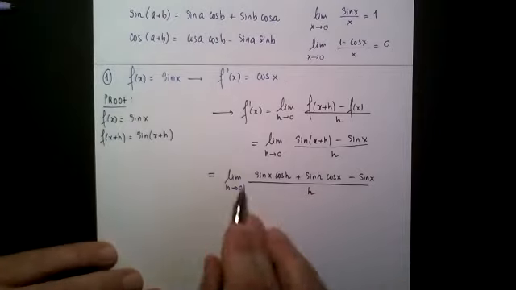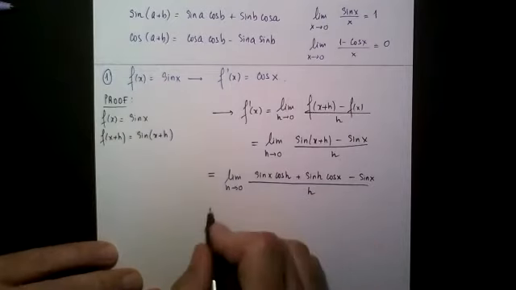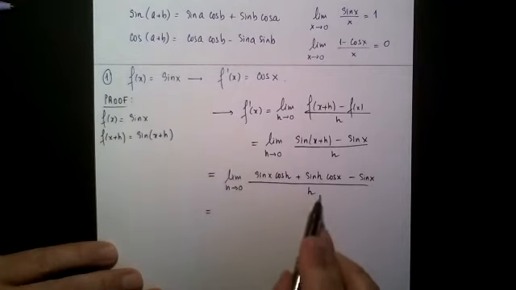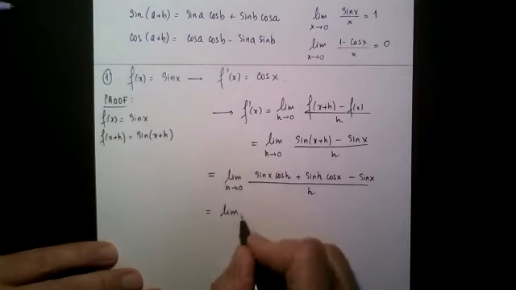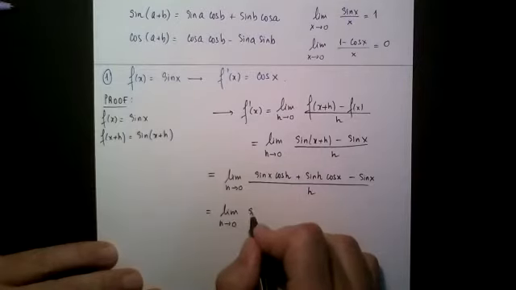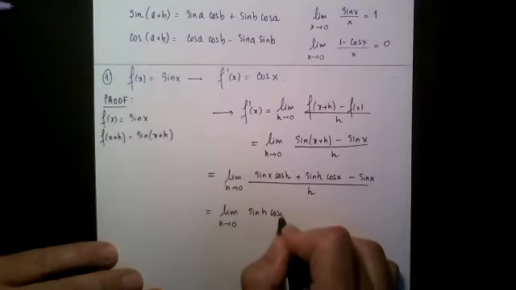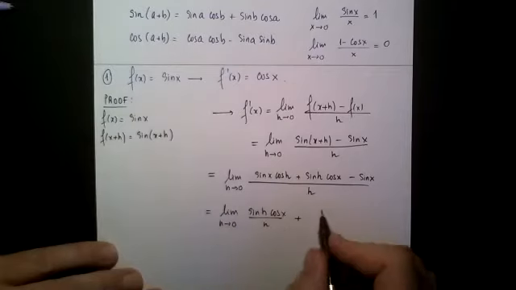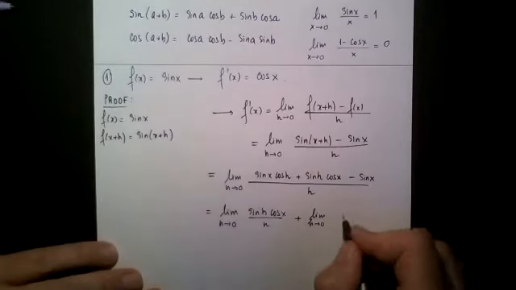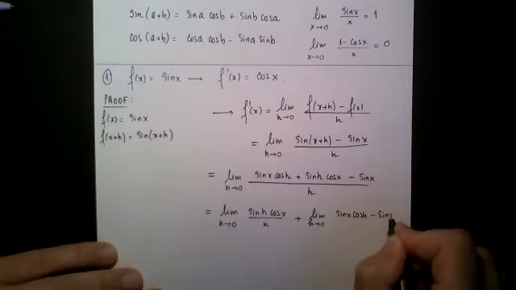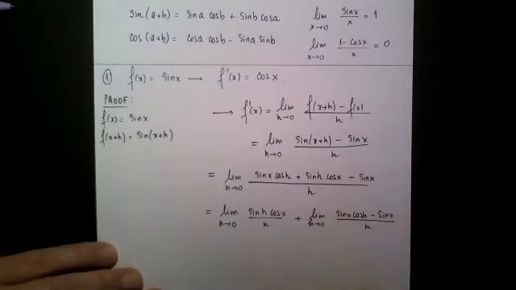And now I'm going to do some algebra here, not too complicated. My first fraction will be this one. So it will be limit as h approaches 0 of sine h times cos x over h plus, and then my limit as h approaches 0 of what's left, which is sine x cos h minus sine x over h.